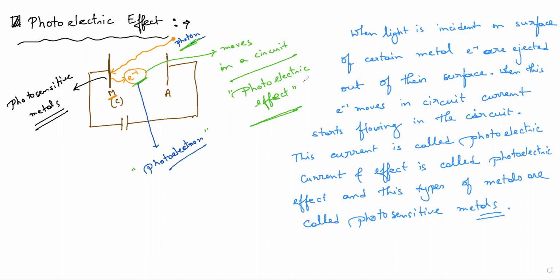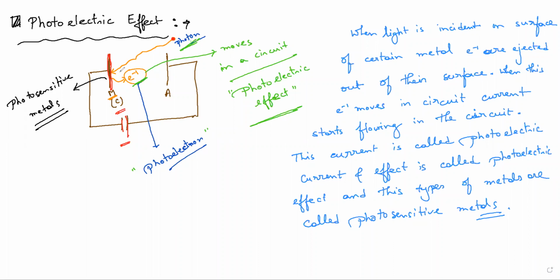What is photoelectric effect? I am again explaining. Look, this one is a metal, and I am taking this metal as a cathode, and this one is an anode. Cathode and anode are connected with a circuit. Photon is basically sunlight. The energy of photon is called quanta, and photon is basically a particular ray of sunlight or anything.